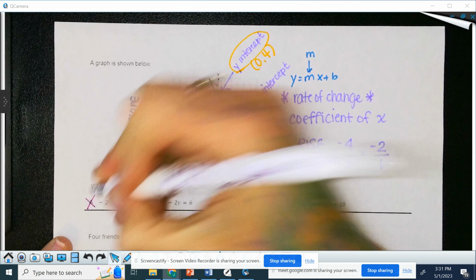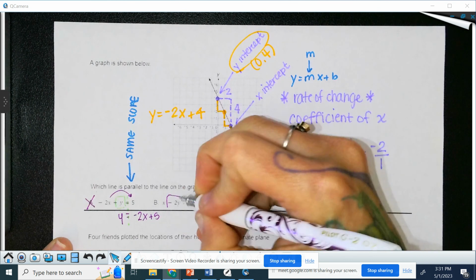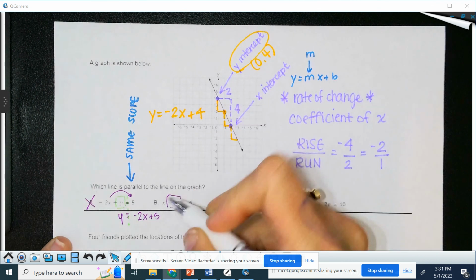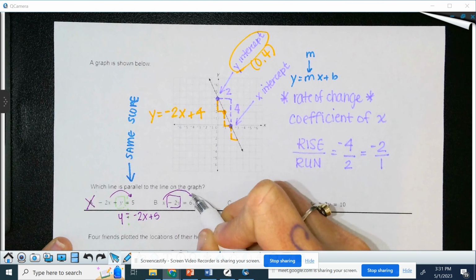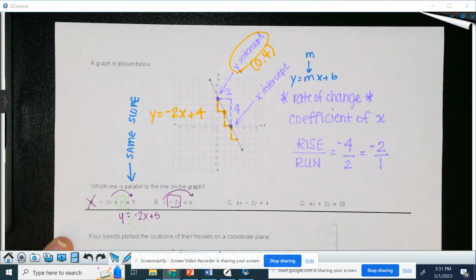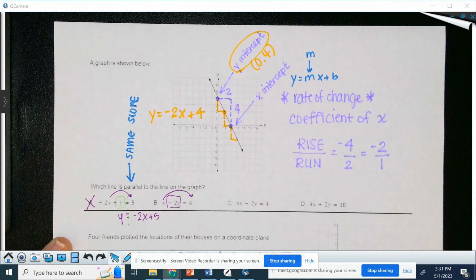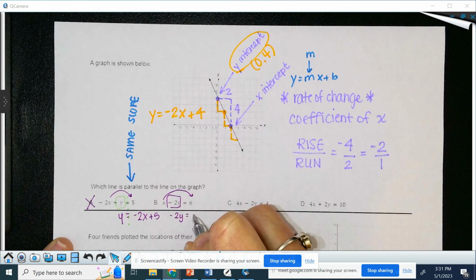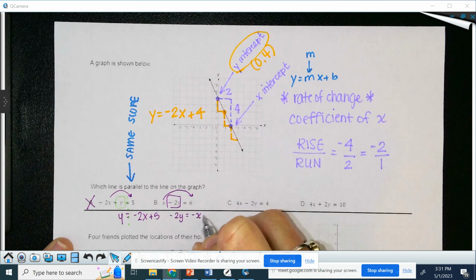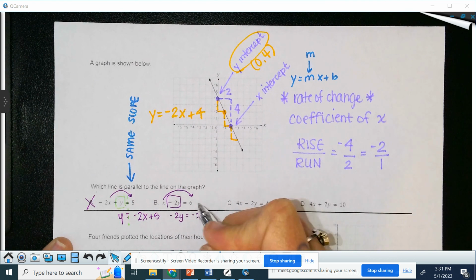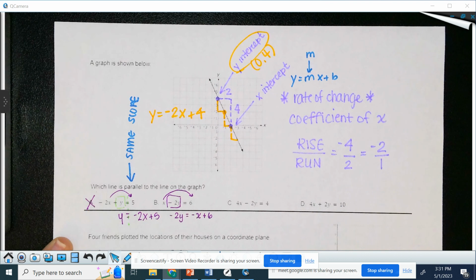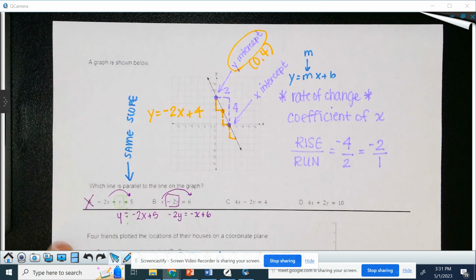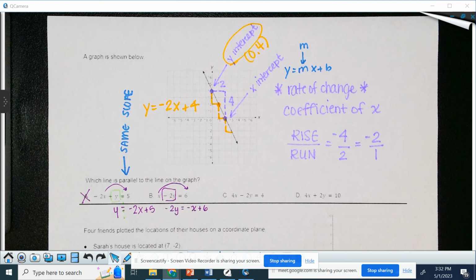We're going to make our negative 2y. I need to move that x. How am I going to move that x over? It's a positive x. We're going to subtract x. Good. So I got negative 2y equals a negative x plus 6 when I move the x over by subtraction. Is y by itself at this point yet? No, right? We got a negative 2 on there. So how are we going to get that negative 2 off?